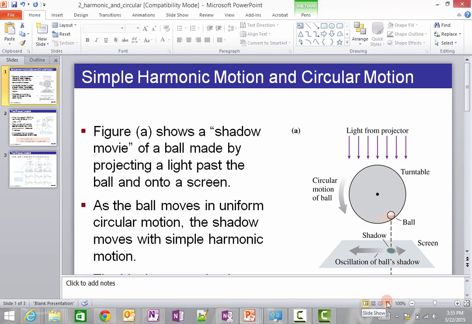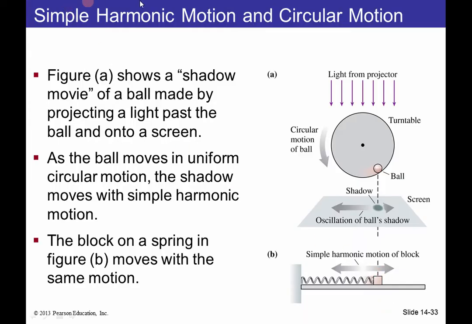So an important characteristic of the simple harmonic motion is that it is related to circular motion. Imagine that you have a turntable, and then you have a ball fixed here on the turntable, and you have light coming from some projector. And you look at the shadow here, and what you're going to see is that this shadow moves back and forth, and this motion here is going to be a harmonic motion, a simple harmonic motion.